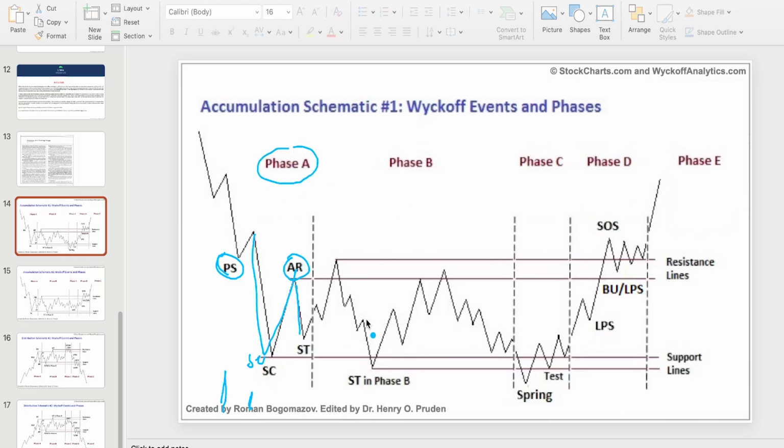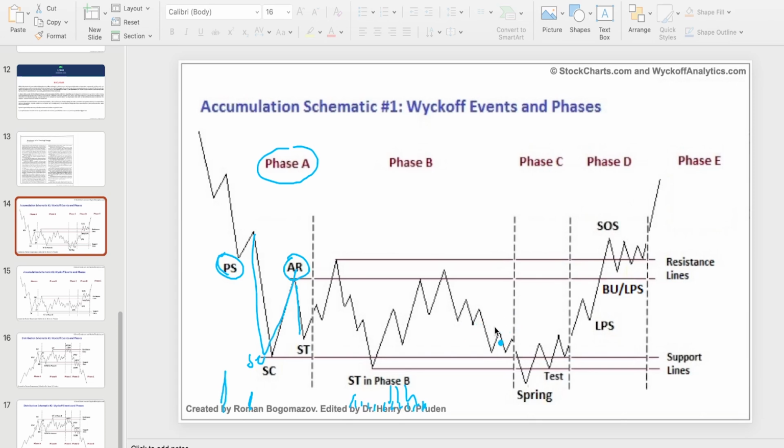And then there's gonna be phase B where we're just gonna keep testing the area of the selling climax on low volume. Sometimes with phase B there might be some spikes in volume as a result of the test, just telling us what price is gonna do in the range, and that's gonna be discussed when we start talking about volume signature and all those things.